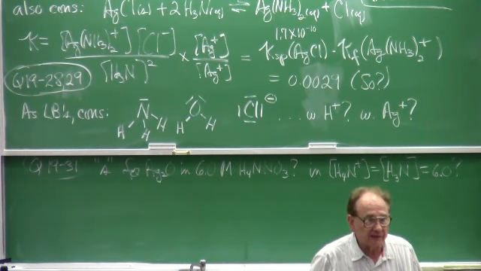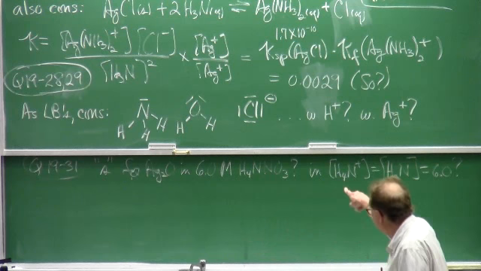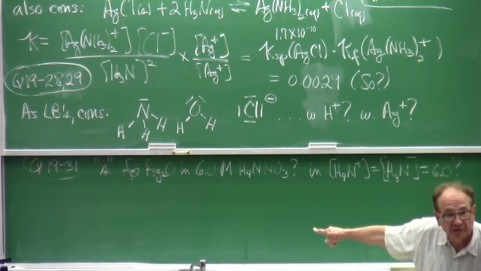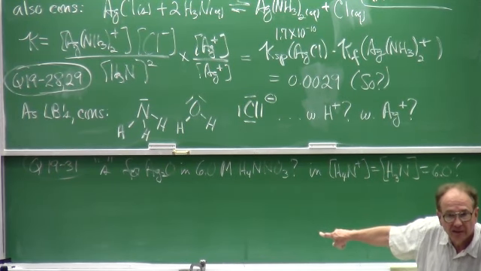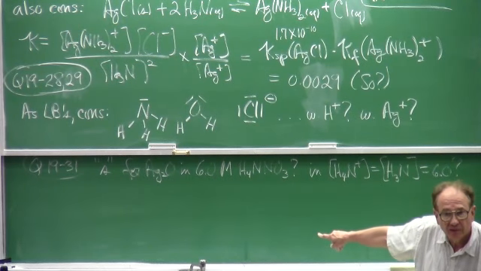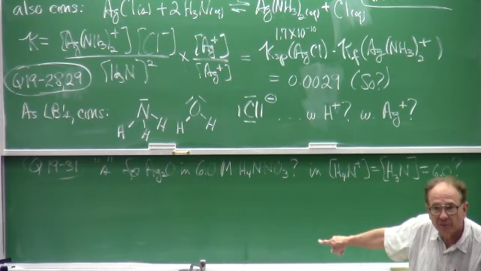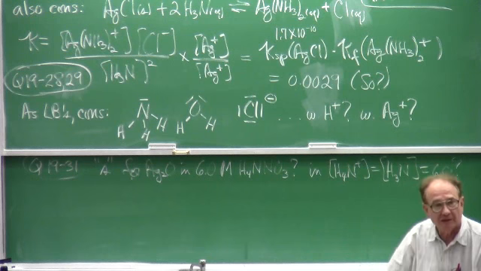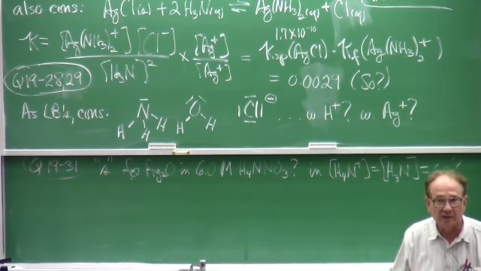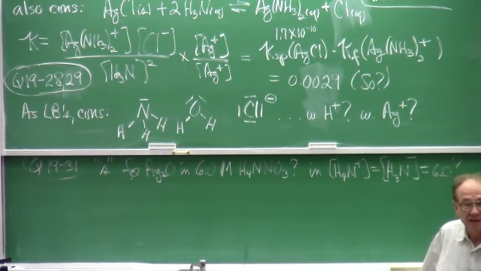If you're H+, which one of these Lewis bases are you going to react with? Ammonia, chloride ion, water. It's your preference. They're all swimming around in a pot. You dive in there, H+. Which one of these are you going to react with?